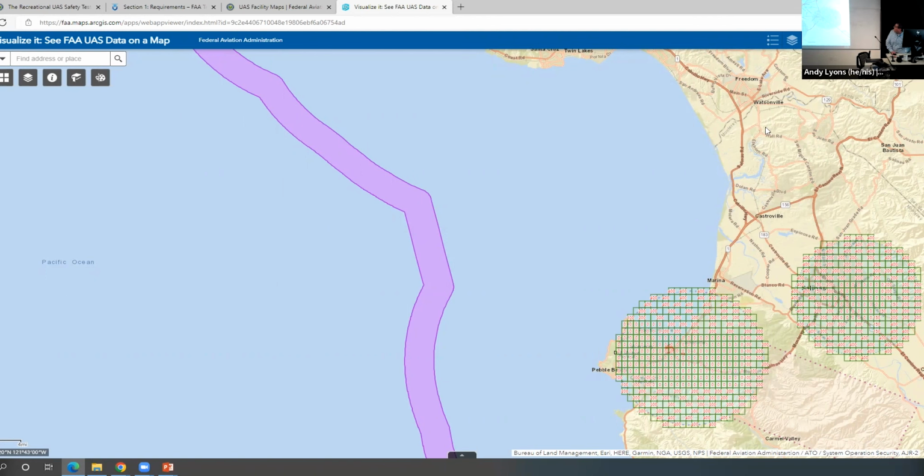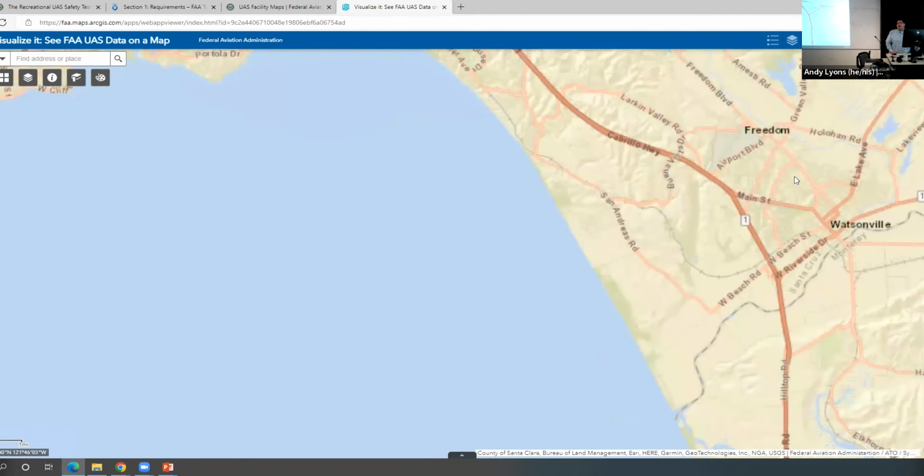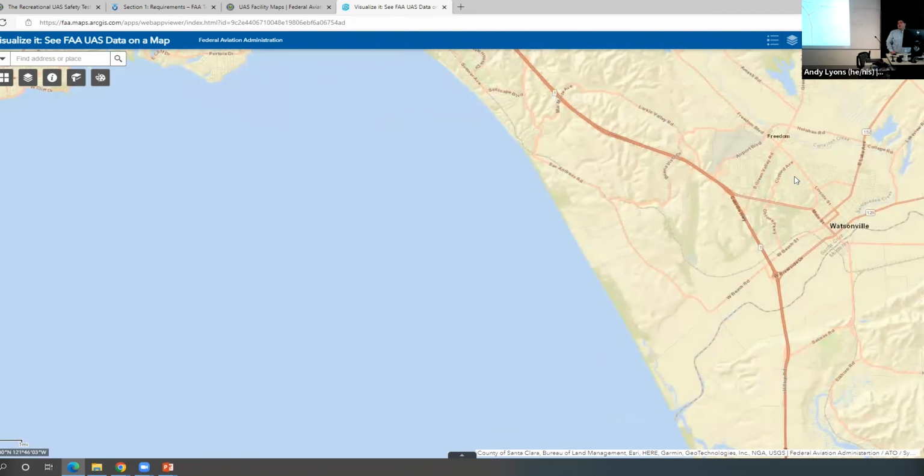Watsonville has an airport, but it does not have controlled airspace. The airport is too small. It does not matter there.